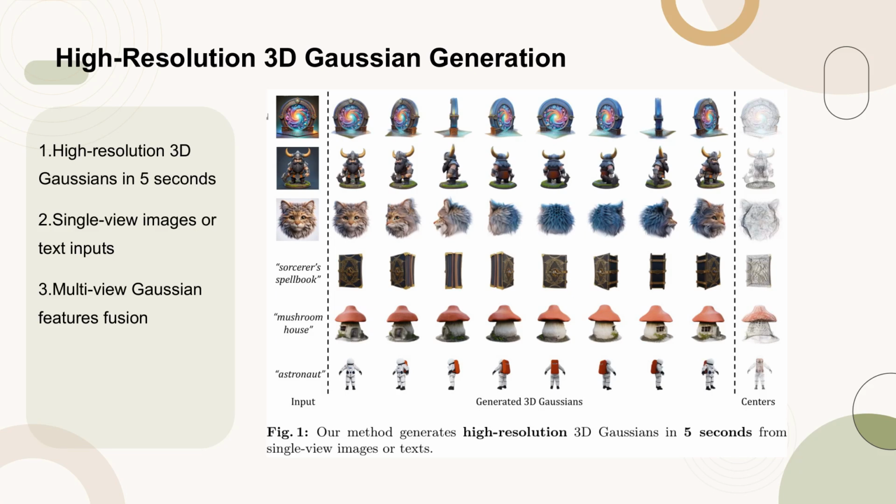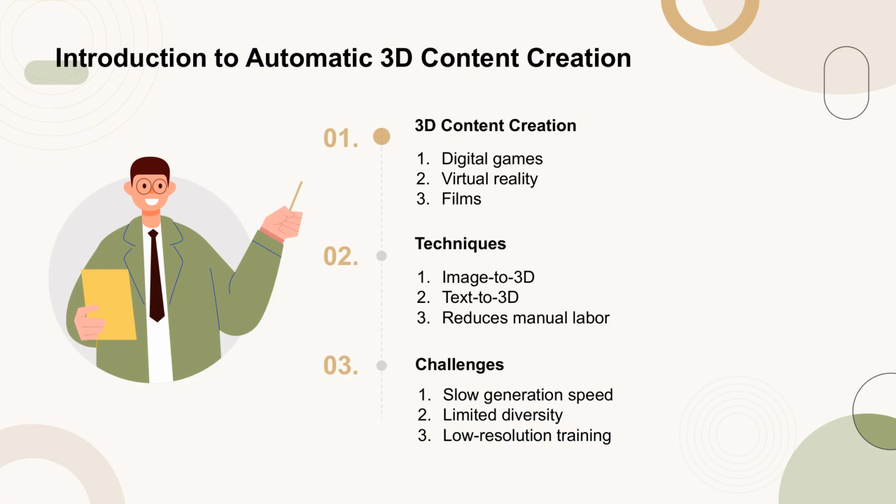Automatic 3D content creation is highly valuable in various fields including digital games, virtual reality, and films. Key techniques such as image to 3D and text to 3D significantly reduce the need for manual labor by professional 3D artists, allowing non-experts to create 3D assets. However, previous methods often face issues like slow generation speed, limited diversity, and low-resolution training. These challenges stem from inefficient 3D representations and heavily parameterized 3D backbones.